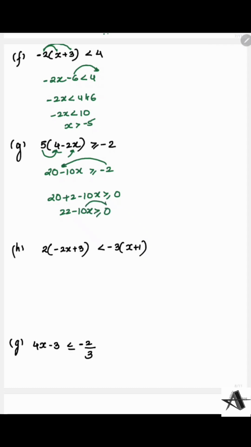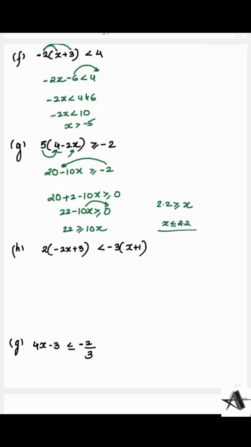Moving this on to the right hand side, 22 is greater than or equal to 10x. Divide both sides by 10, and you'll get 2.2 is greater than or equal to x, which means x is less than or equal to 2.2. This is the final answer of this inequality.